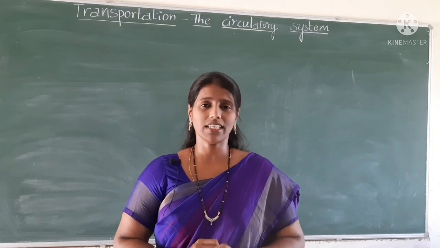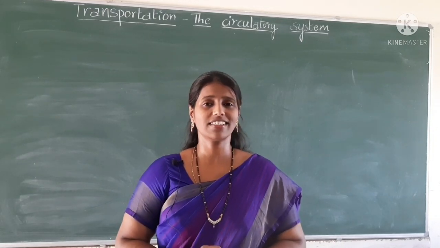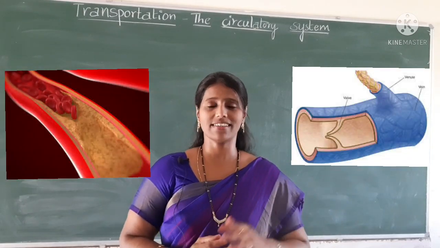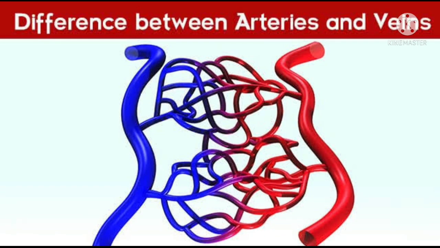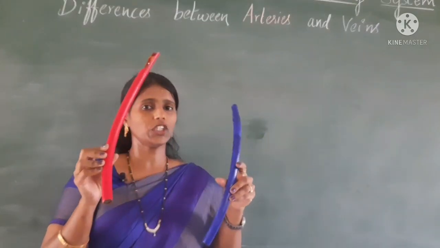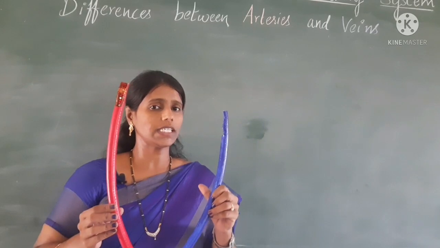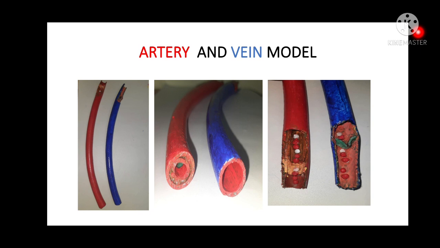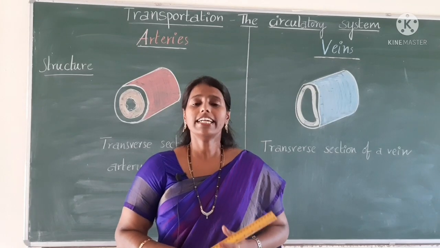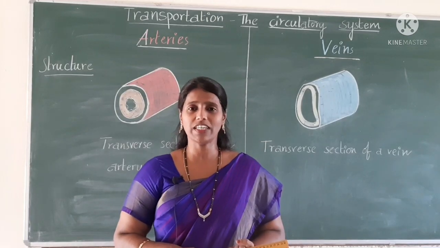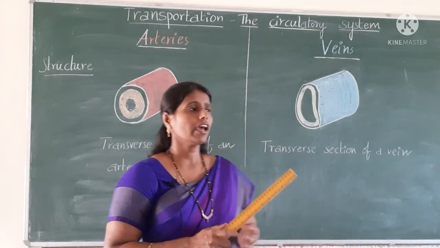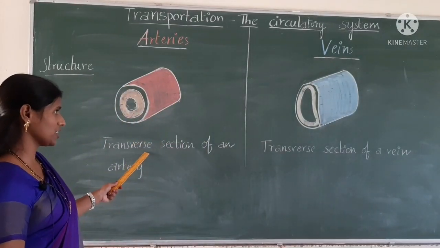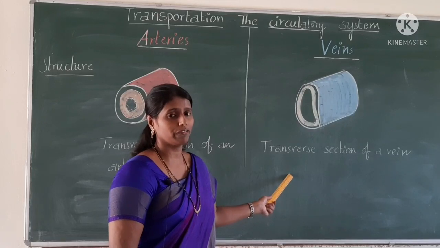In our body, majorly there are two types of blood vessels. They are arteries and the veins. When you observe these tubes, which one is an artery and which one is a vein? This is an artery and this is a vein. Let us observe the structural differences between arteries and the veins. This is the transverse section of an artery and this is the transverse section of a vein.